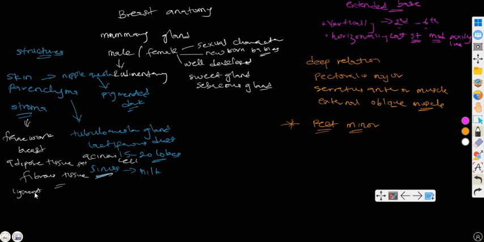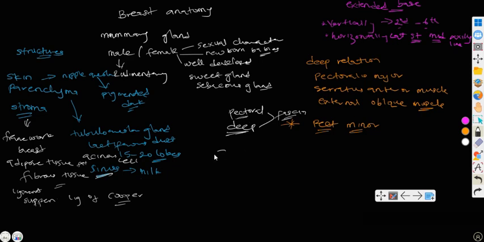The ligaments that hold the breast in place are called the suspensory ligament of Cooper. This is the ligament that holds the breast in place to the deep structure. The deep structure, or the deep fascia, is also called the pectoral fascia. So don't confuse. If you are asked to describe the pectoral fascia, know that it is also the deep fascia. Or if you are asked to describe the deep fascia, take note that it is the same thing as the pectoral fascia.